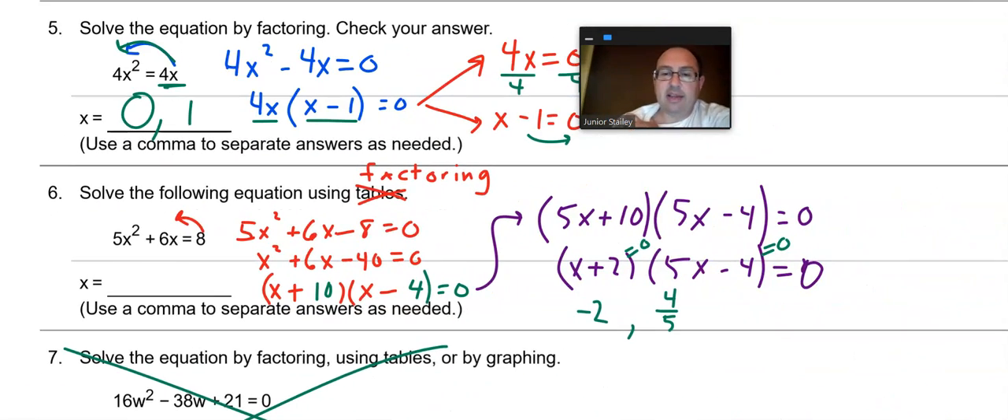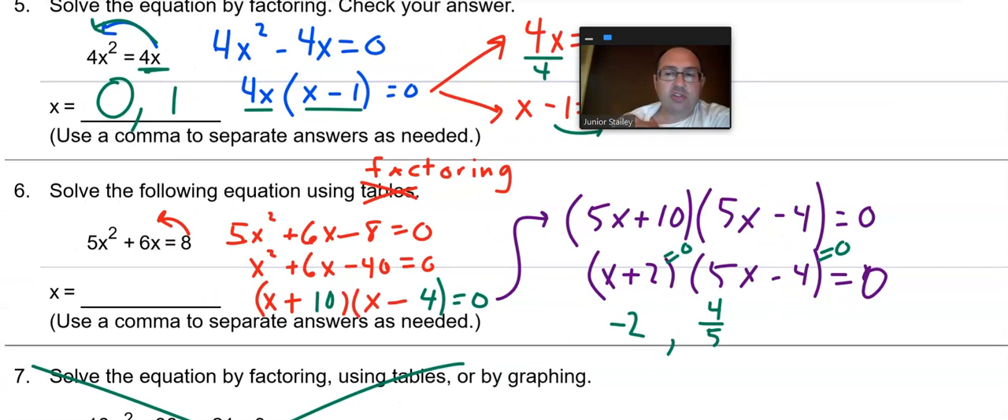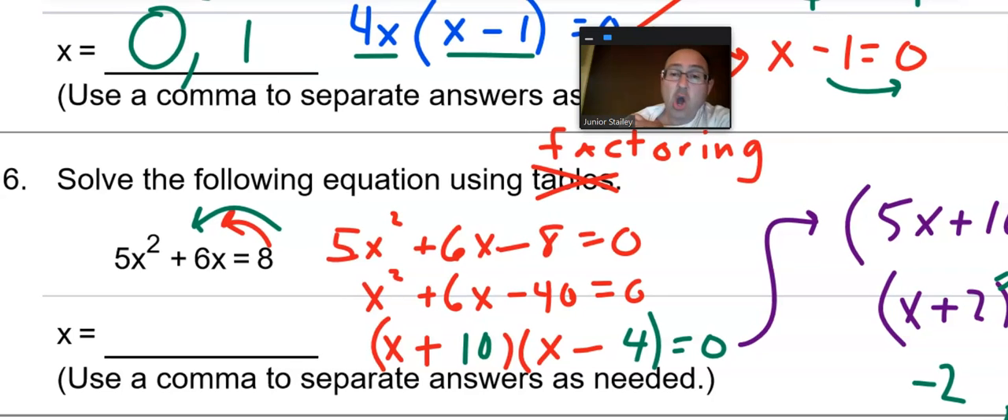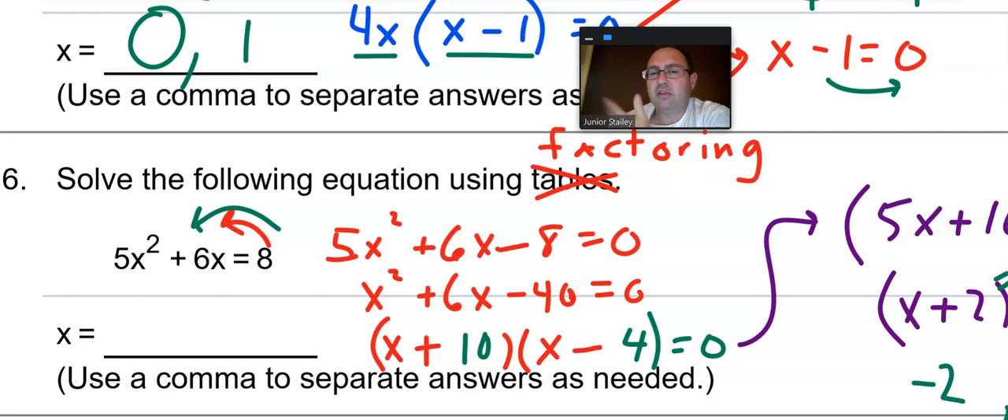Oh, yeah, back to the double magic trick. So I did have to subtract 8. Push that over to the other side, right? Then once I got it to this point, I asked myself, is there a GCF? No, there's no GCF, so I don't have to worry about that. Then I just start with the magic trick, right? I take the 5 times the negative 8, I get negative 40. I factor it, so I'm looking for factors of negative 40 that have a difference of 6. That would give me x plus 10 and x minus 4.